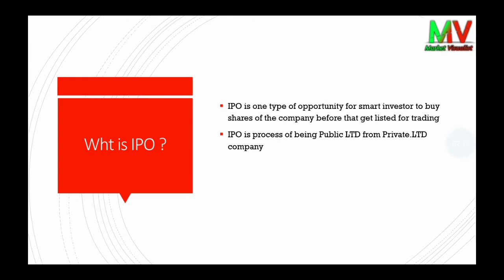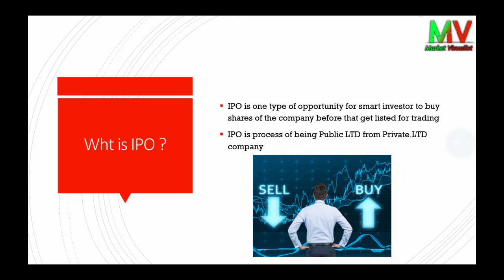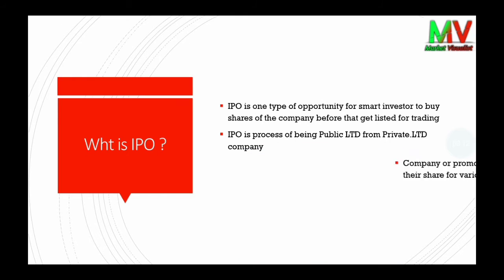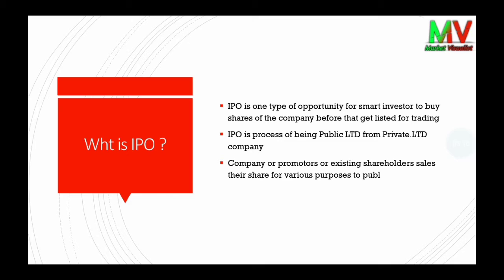IPO is the process of becoming a public limited company from a private limited company. Before a company goes public, it is known as a private limited company. Once the company issues its shares for the public to trade, it becomes a public limited company. Now the general public can also trade, buy or sell the shares of the company. The company, promoter or existing shareholders who hold the maximum shares of the company sell their shares to the general public, and they decide to go for the IPO for various purposes.